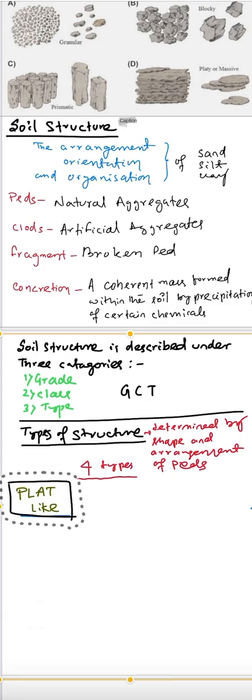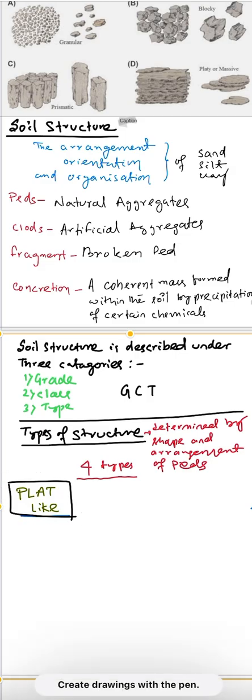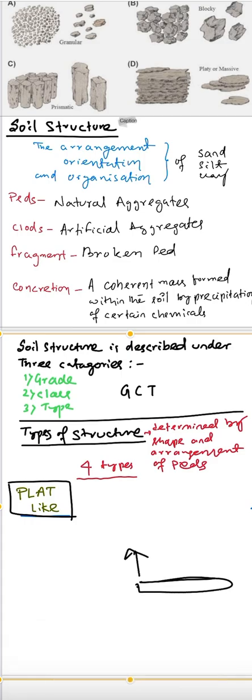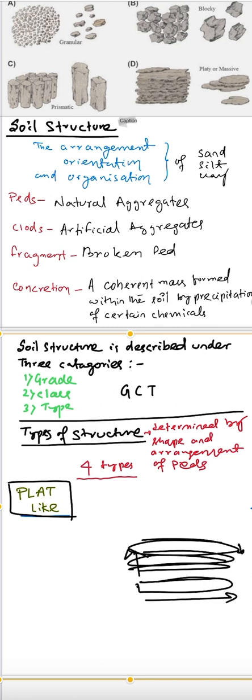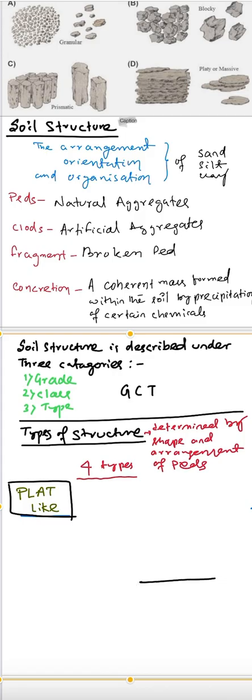Plate means, as you know, the horizontal axis is more developed as compared to the vertical axis. That means the vertical axis is compressed. You can see here the vertical axis is compressed, but the horizontal axis is more developed. So this is called a plate-like structure.